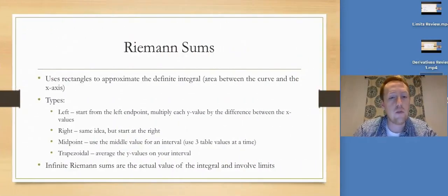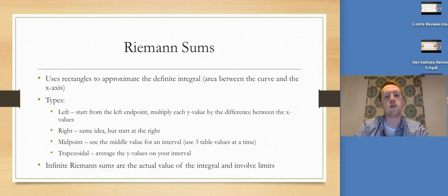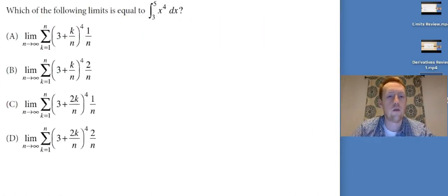The Riemann sum is basically using rectangles to approximate the definite integral, which is the area between the curve and the x-axis. We've got our left, right, midpoint, trapezoidal. You guys are all pretty good at these, so I'm not going to go through and read these different types, but you're more than welcome to. Then we've got our infinite Riemann sums, and those are the actual value of the integral, and they involve limits and summation notation, which you guys always are like, what? And then I do it, and you're like, oh. So let's do it. That way you get the oh part of the moment.